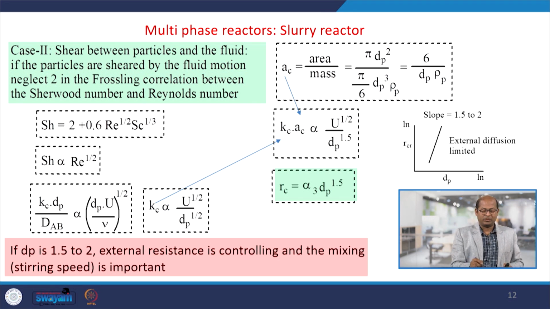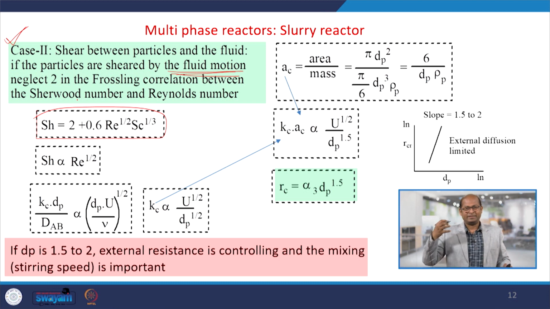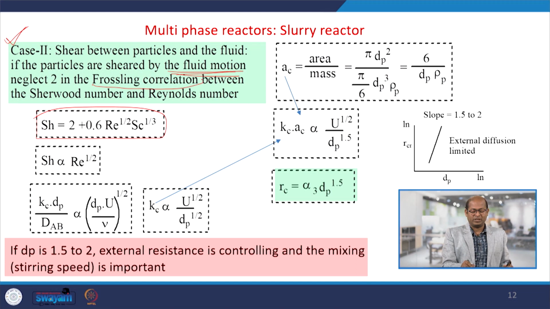then for the Sherwood number we have to consider some other correlations. This is case 2, where the fluid is in motion, meaning inside the reactor liquid is there, solid catalyst particle is there, and gas is flowing. Earlier in case 1 the liquid was stagnant; here the liquid is also flowing, a flow system, and in that case we have to consider the flow correlations for Sherwood numbers.